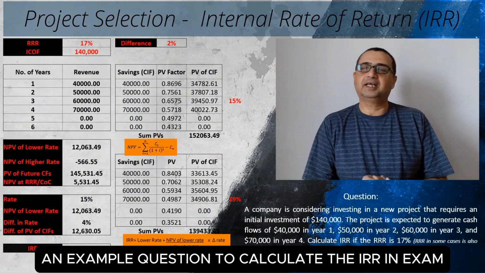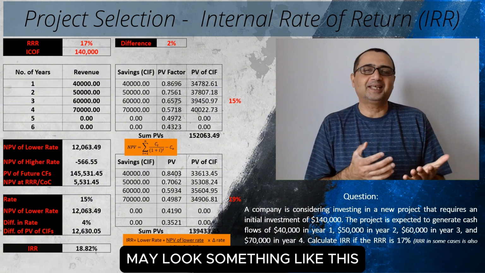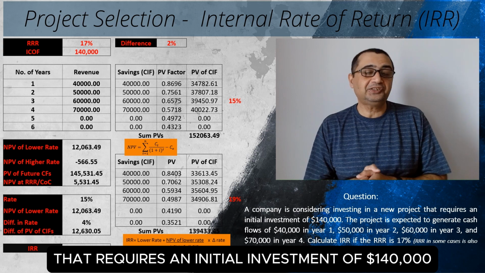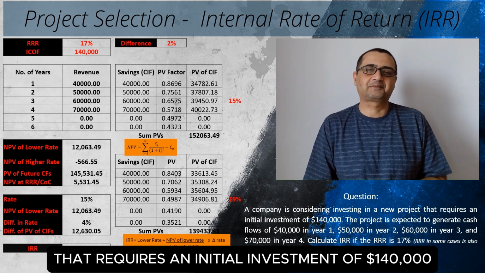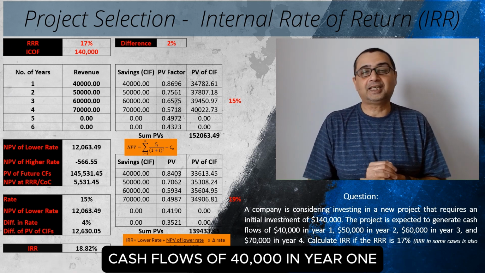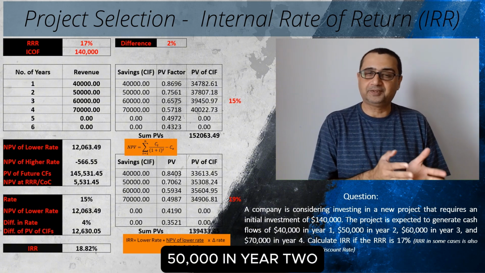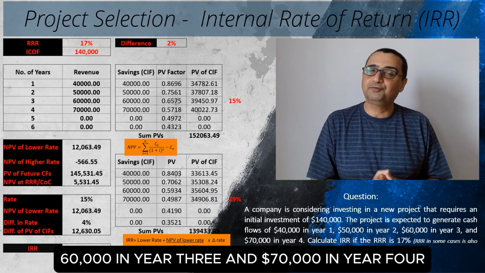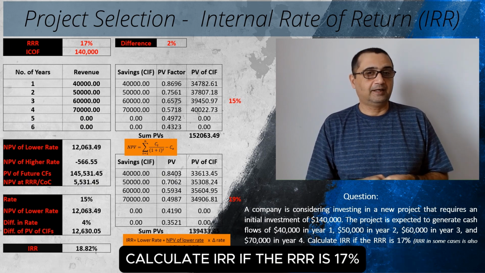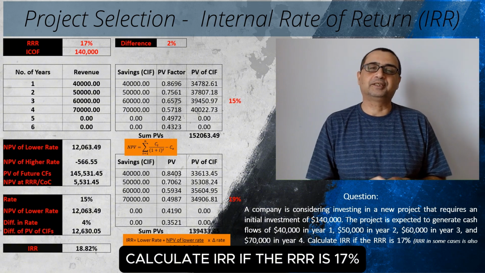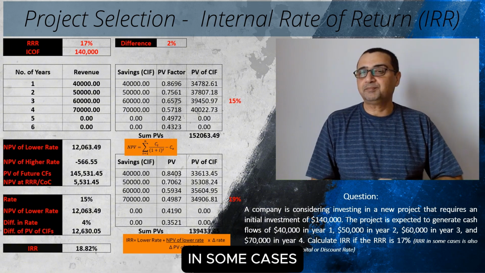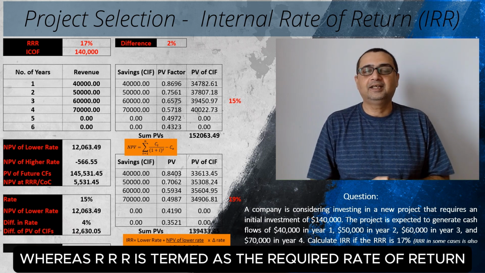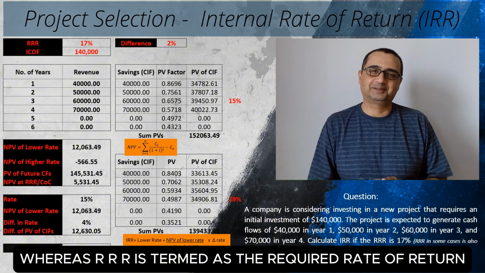An example question to calculate the IRR in the exam may look something like this. A company is considering investing in a new project that requires an initial investment of $140,000. The project is expected to generate cash flows of $40,000 in year 1, $50,000 in year 2, $60,000 in year 3, and $70,000 in year 4. Calculate IRR if the RRR is 17%. RRR in some cases is also mentioned as the cost of capital or discount rate, whereas RRR is termed as the required rate of return.